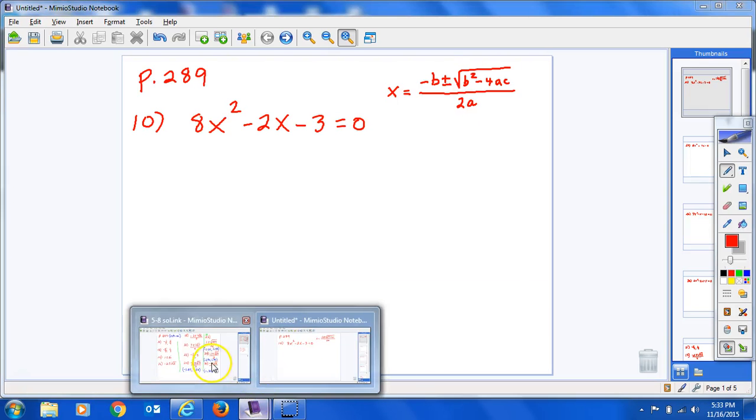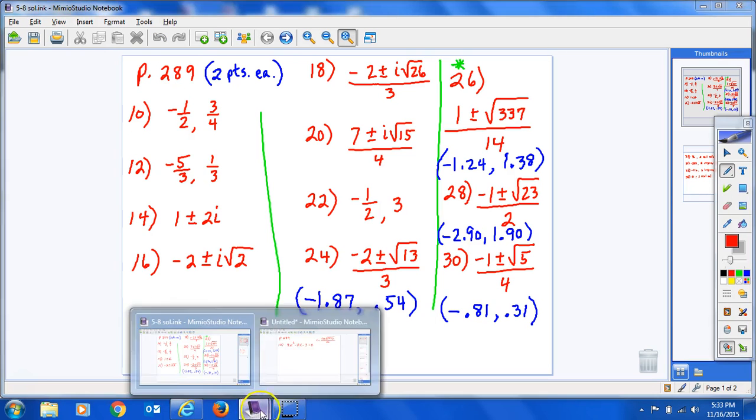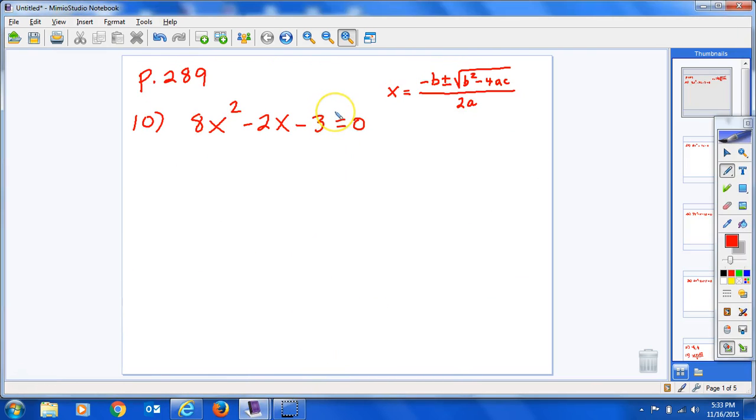Wanted to provide you with a little help on our homework for tonight involving the quadratic formula. I just chose some random problems here from your assignment. And here's number 10. I showed you here the quadratic formula that you should be pretty familiar with at this point. So let's just work through this.